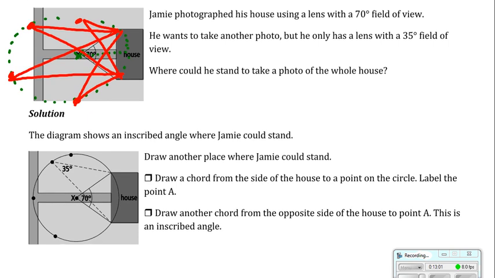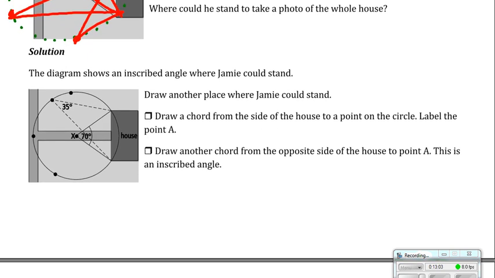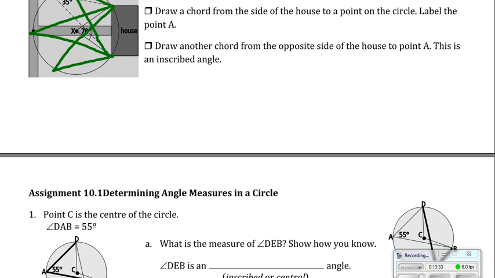So if we go down to where it says solution, in order for us to draw another place he could stand, we are going to draw a chord from the side of the house to a point on the circle, and then draw another chord from the opposite point of the house to that point on the circle. So we're making an inscribed angle. So there's one point, but this is another possibility, or this is another possibility. Any point where the vertex of the angle is on the circle works.